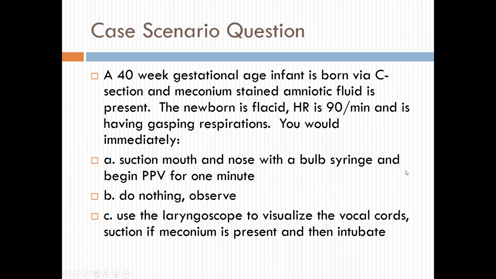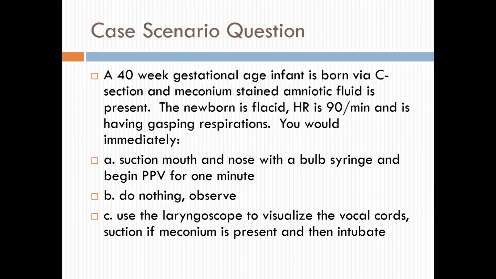A 40-week gestational age infant is born via C-section. Meconium stained amniotic fluid is present. The newborn is flaccid. Heart rate is 90 per minute and is having gasping respirations.